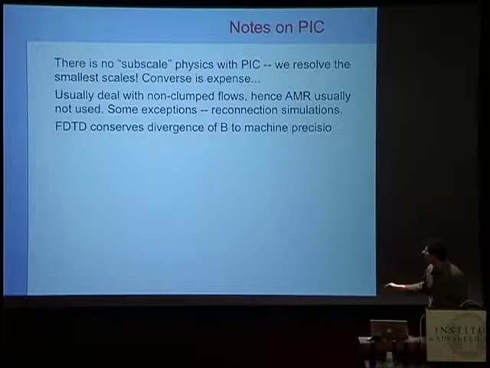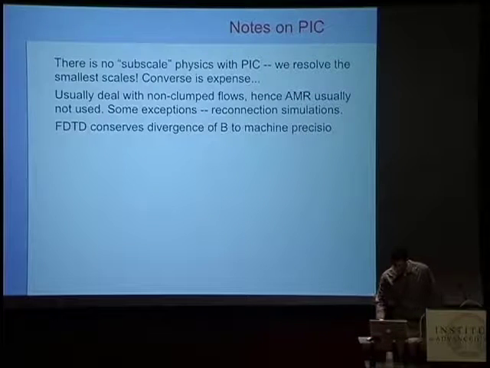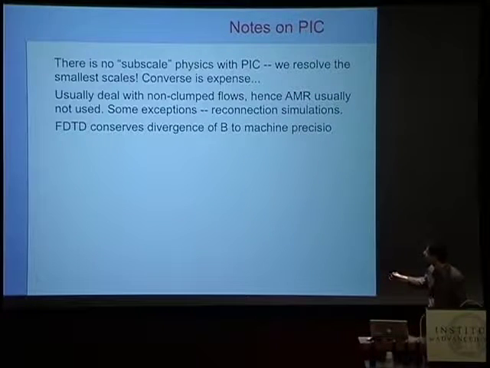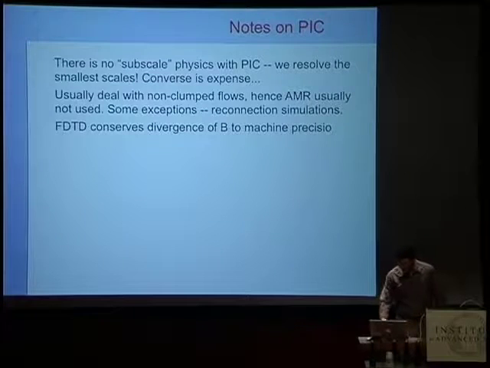Another note on the PIC codes is that this finite difference time domain method for solving Maxwell's equations actually conserves the divergence of B to machine precision, so that's good.